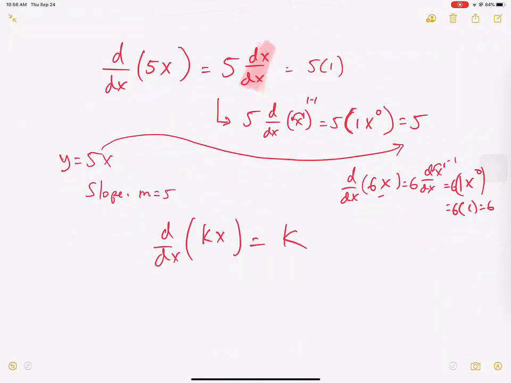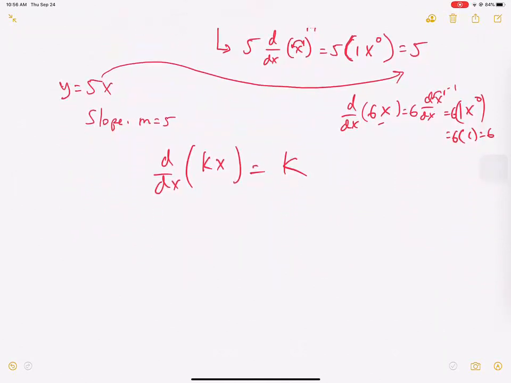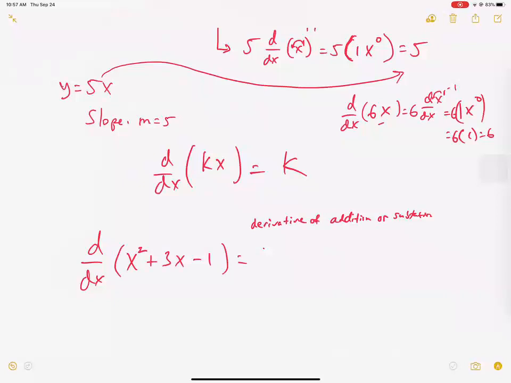Okay, now knowing this rule, here's our big derivative. If I write x squared plus 3x minus 1, okay, so the long way to make sure we got this. The derivative of addition or subtraction means the derivative of the parts separately. Bam, bam, bam. Okay, 3 different parts. The derivative of x squared plus the derivative of 3x minus the derivative of 1. And we're going to use all the rules we just talked about to solve this problem.